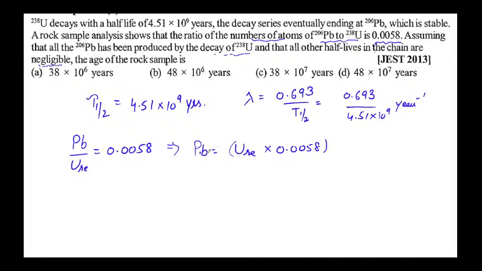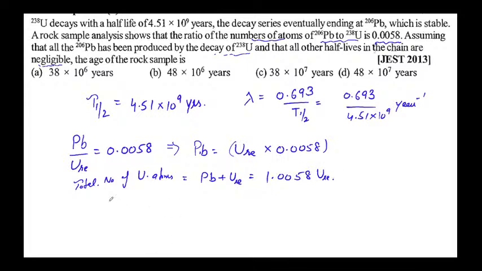At that time, if we talk about the total number of uranium atoms when the sample was taken, how many would they be? That will be equal to lead plus remaining uranium, so it comes out to be 1.0058 times the uranium remaining.